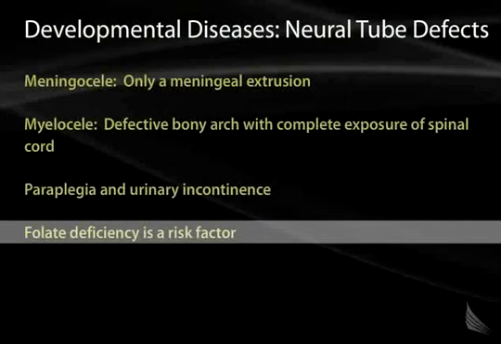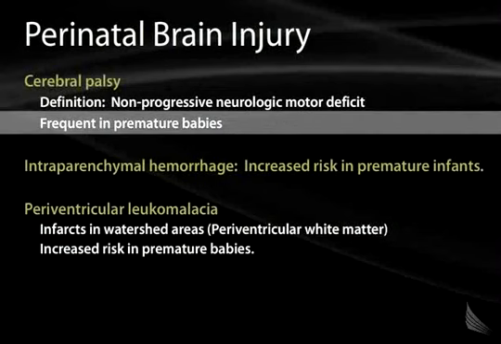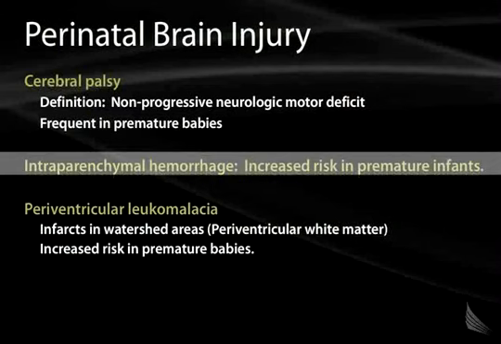Folate deficiency in the mother is a known risk factor. Cerebral palsy is a non-progressive, static neurological motor deficit. It is frequently seen in premature babies. Intraparenchymal hemorrhage is also seen at increased rates in premature babies.